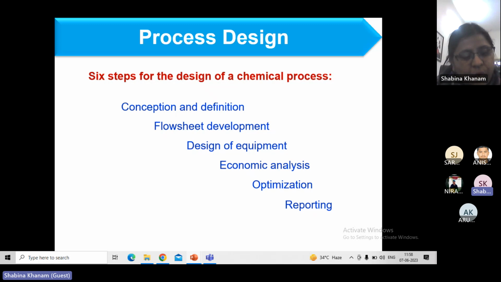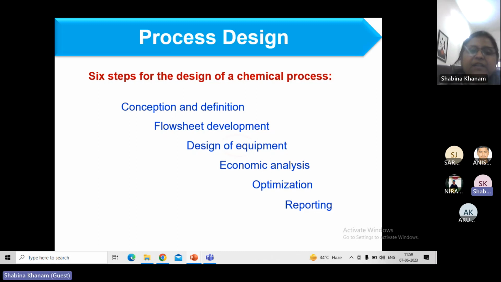It means in all ways you consider the best process, as far as economics is concerned, as far as design is concerned. Now, once I'm having all these parameters, we can do the reporting. It means you need to prepare the report, right? To convince that yes, I'm having a profitable process. I designed the profitable process. So these are six different steps to design a process for any given product.